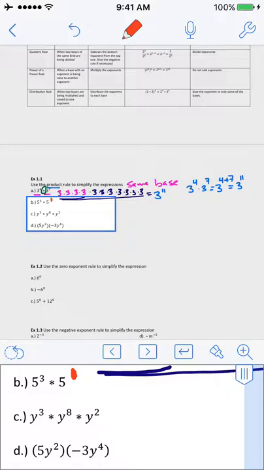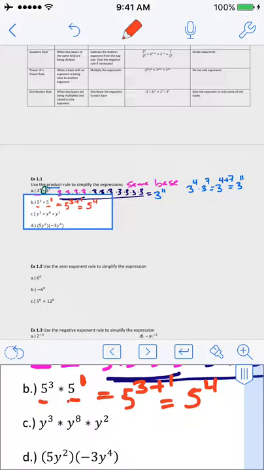So here, if we apply the product rule, we can see we have the same base, and they are being multiplied. If they weren't, we wouldn't be able to use this rule. But they are, so we can do 5 to the 3 plus 1, and we end up with an answer of 5 to the 4th. So this little expression here can be simplified to 5 to the 4th.